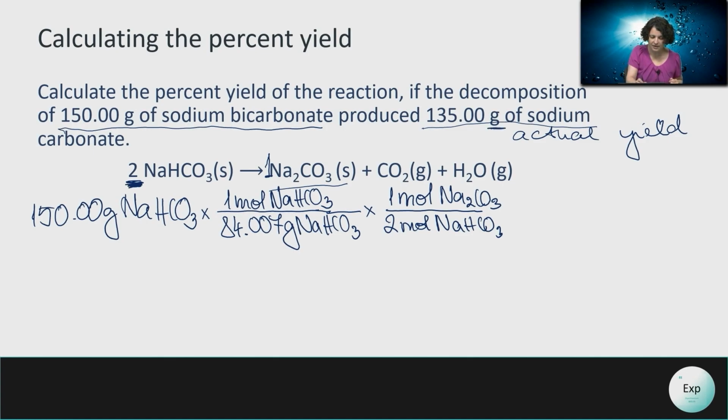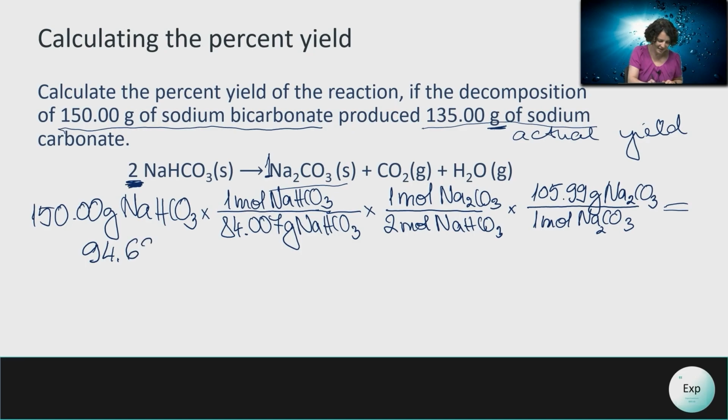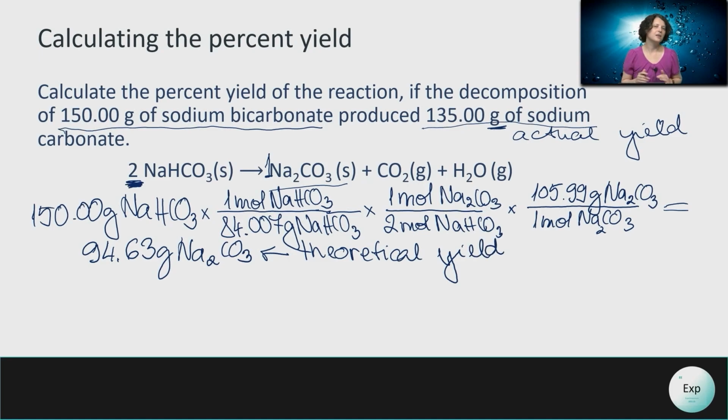And there is an implied 1 in front of the sodium carbonate in the equation. Because our actual yield is in grams of sodium carbonate, in our final step, we need to convert from moles of sodium carbonate to grams. Every 1 mole of sodium carbonate weighs 105.99 grams of sodium carbonate. And if we complete our calculation, we will have 94.63 grams of sodium carbonate. This is our theoretical yield. This is how much we should have if we successfully decomposed all our sodium bicarbonate.